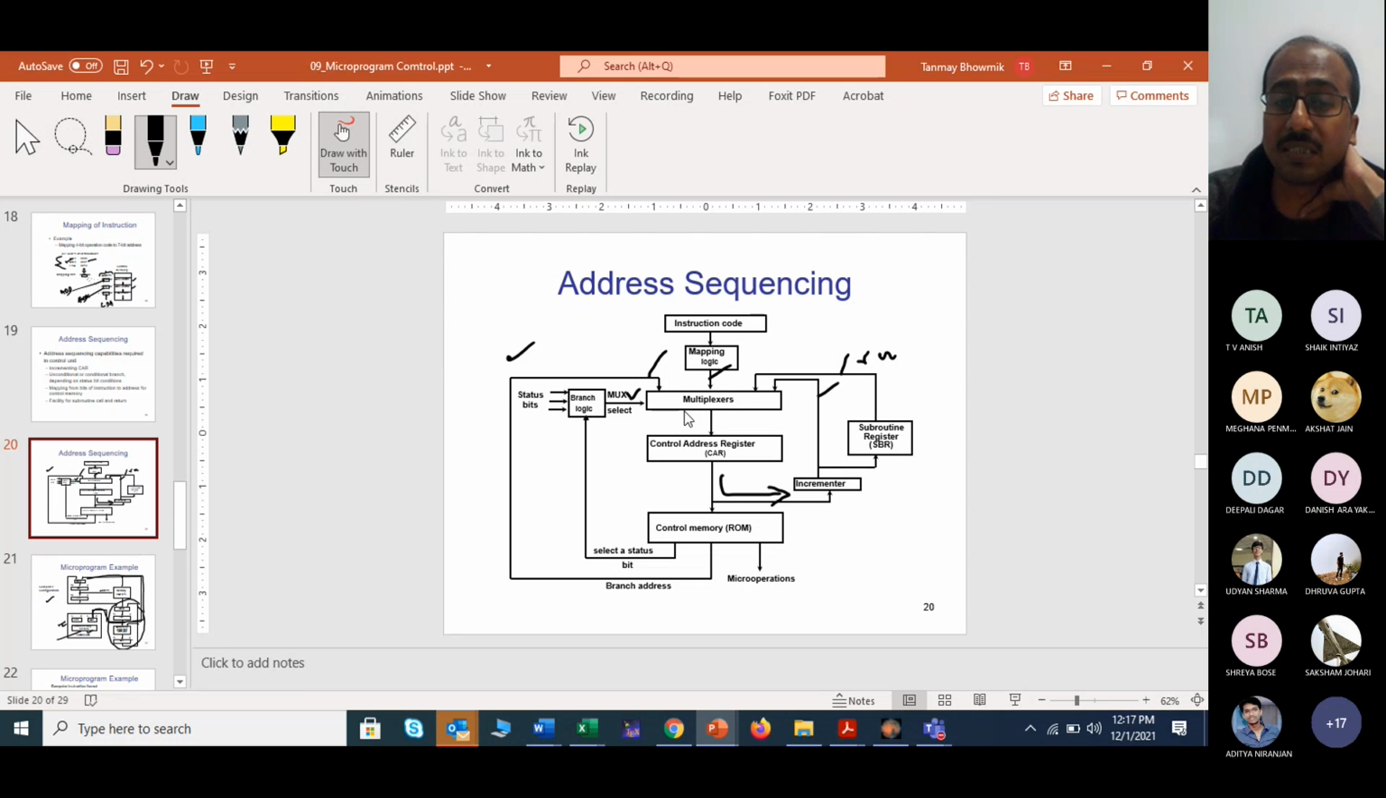Those data inputs may be the branch address, maybe the incrementer address, maybe the return address of a subroutine, whatever it may be, right? Depending on that input, any one of the data inputs will be selected and passed through this control address register. After it, depending on several conditions, maybe it will go to the incrementing part or maybe it will go to the control memory part. That will be decided depending on the present condition, right? So that is the overall thing.